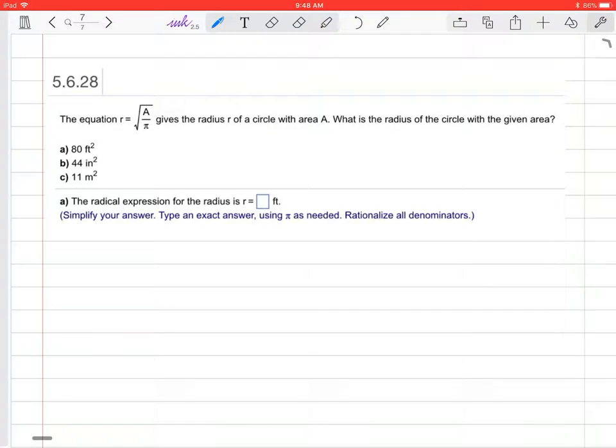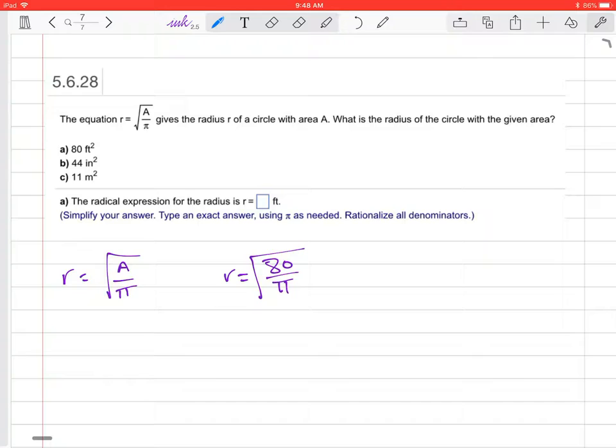So it says that r is telling us that the radius is equal to the square root of the area over pi. Then it gives us 3 different possible values for area. So that means that I'm going to plug in those values into my symbol here. So I'm going to plug in 80 for my A over pi, and take the square root. We're taking the square root of that.